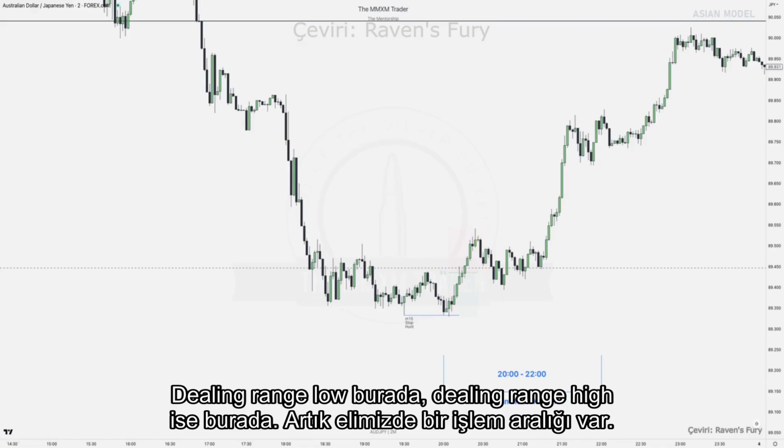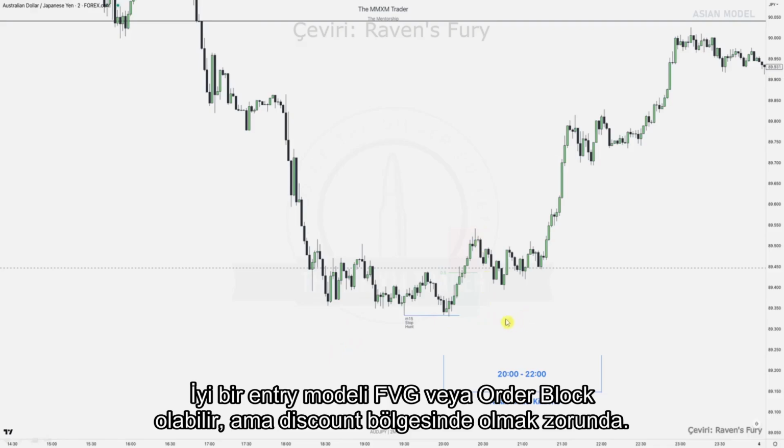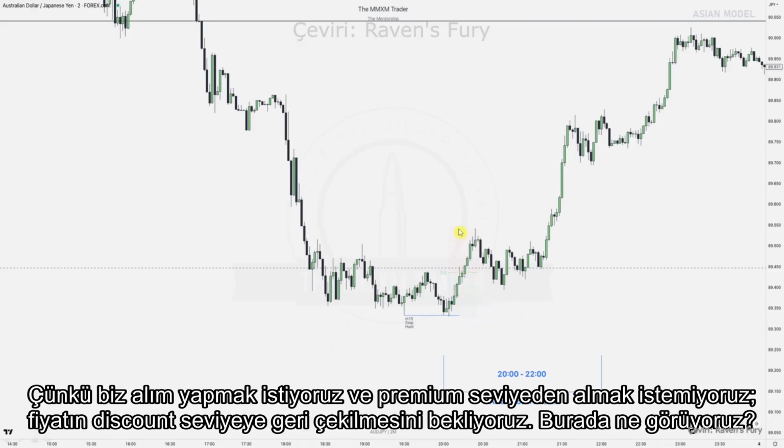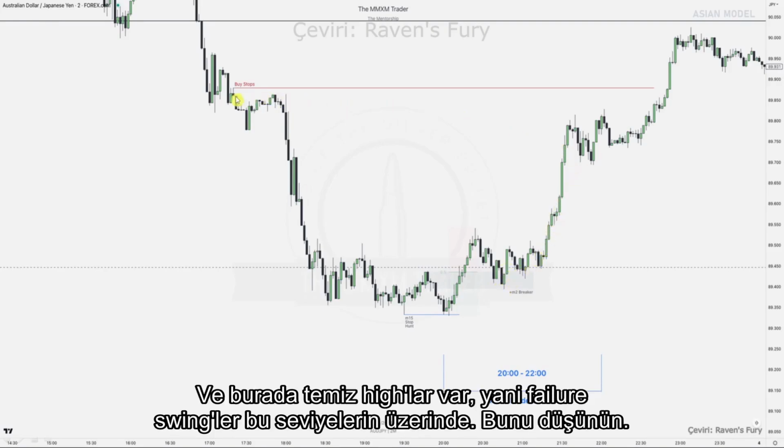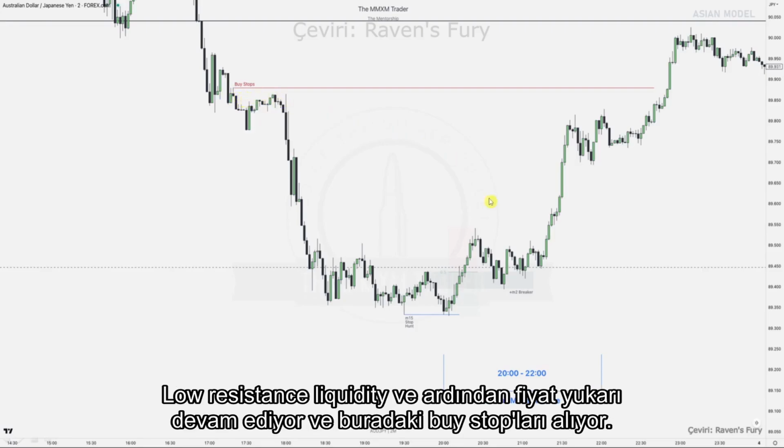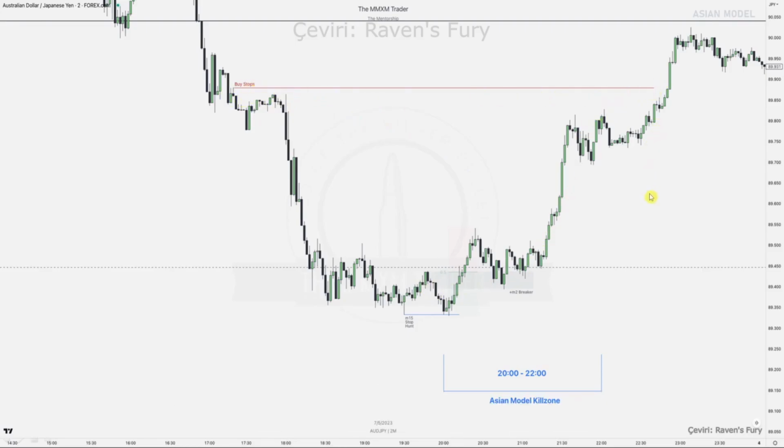Now a good entry model would be a fair value gap or an order block, right? And it has to be in discount, right? Because we want to buy and we don't want to buy in a premium level. We want to draw back into that discount level down here. What do we see? We have a breaker down here, and you can see price supporting over here and continuing up and up and up. And we have those clean highs up here, those failure swings above here, right? Think about that low resistance liquidity, and then price continues up and takes out that buy stops over here.